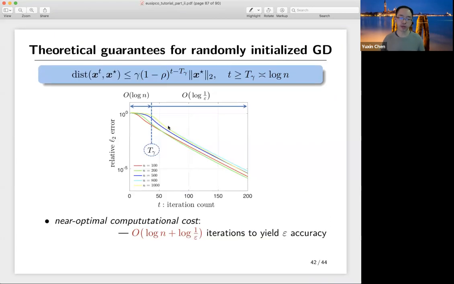So with these two things put together, we can guarantee that even if you are randomly initializing the algorithm, in total it takes about log n plus log one over epsilon iterations to reach epsilon accuracy. So it's supposed to be very fast. And all of this happens as long as your sample size is a little above the information theoretic limit.